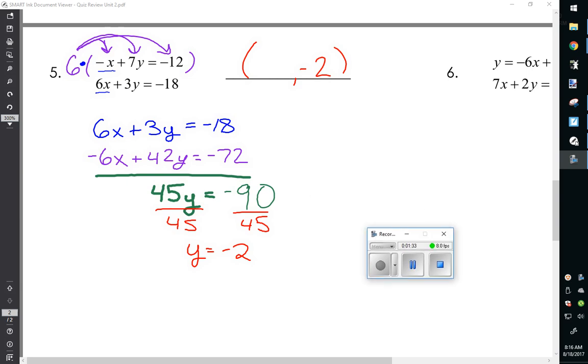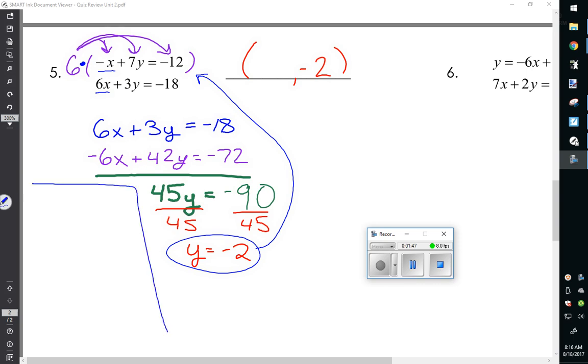Since I've got one of my answers, all I need to do is take that thing that I got and plug it back into one of those equations. I'm going to plug it into the top one there, it looks like. It doesn't matter. I picked the top one, so that's what I'm going to do. I'm running out of space again, so I'm going to put it down here. Negative x plus 7 times negative 2 equals negative 12. I plug back into this equation, except for where the y was, I put in that negative 2. So it's negative x minus 14 equals negative 12.